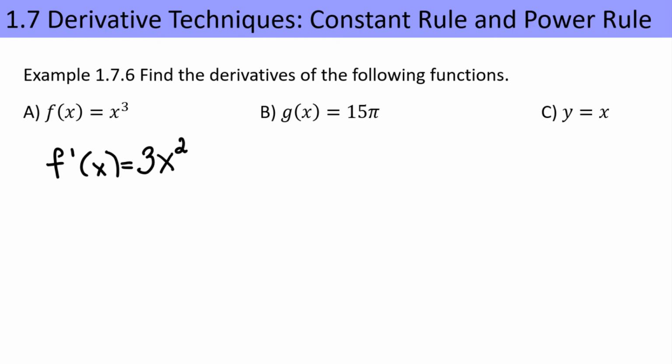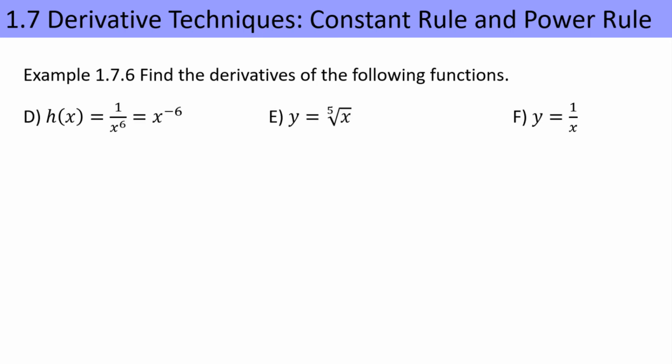Part B, g of x equals 15 pi. Let's note that pi is a constant, so 15 times pi is still another constant, and we know that the derivative of a constant, we'll write g prime of x, is equal to 0. And finally, part C, y equals x. When we take the derivative, we recall that y prime is equal to the derivative of x, which is 1. Let's continue with part D.